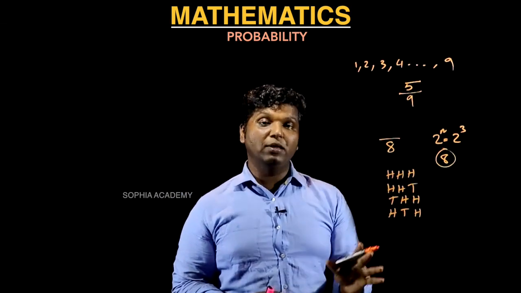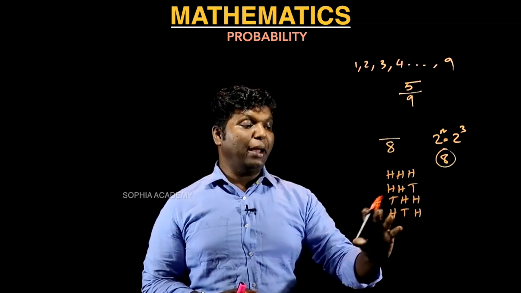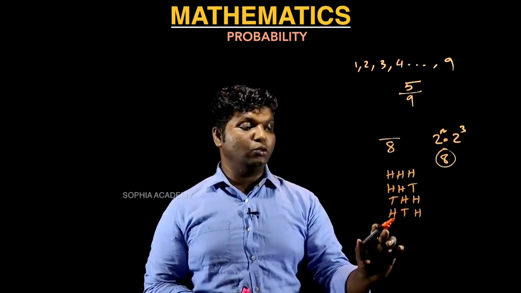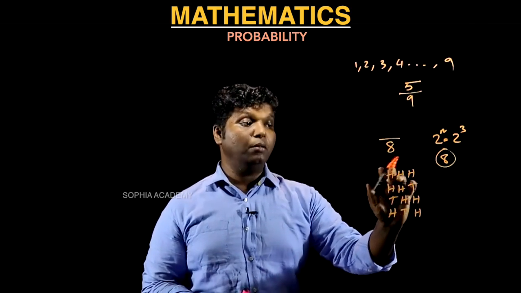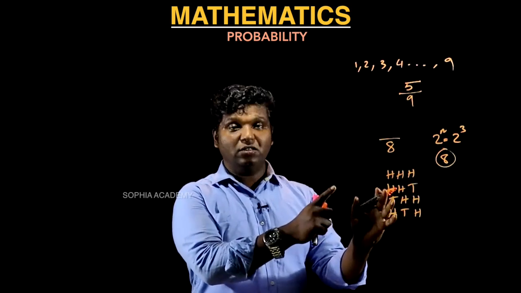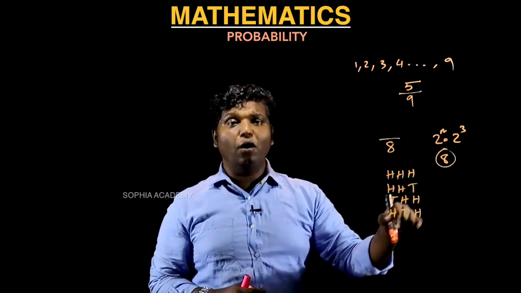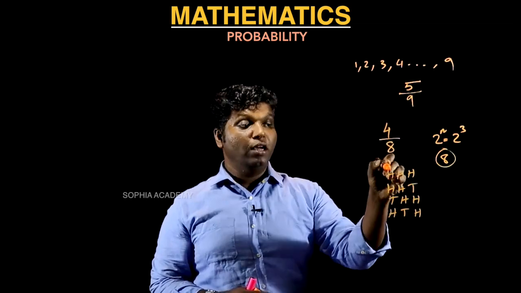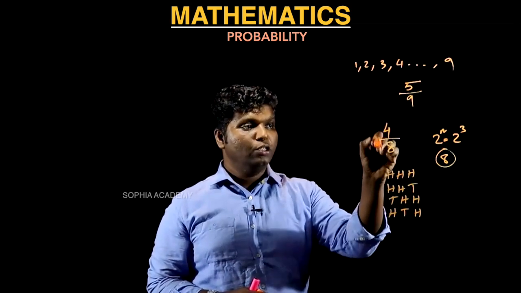So these are the possibilities where you can see that at least 2 heads are there. Here 2, here also 2, here also 2. Here the maximum 3 are there. So at least 2 is there, right? At least 2 heads. Altogether, how much is it? There are totally 4. You have to count them, okay? So 4 by 8.